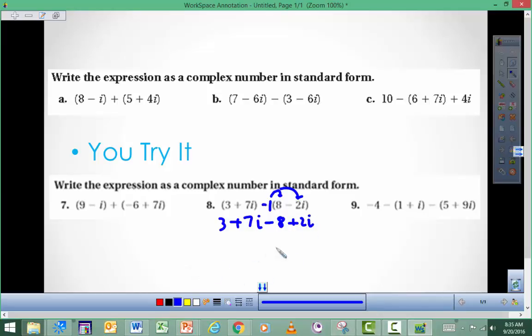And now we can add the i's together. We can add the real number parts together. So these two add together, and we get -5.